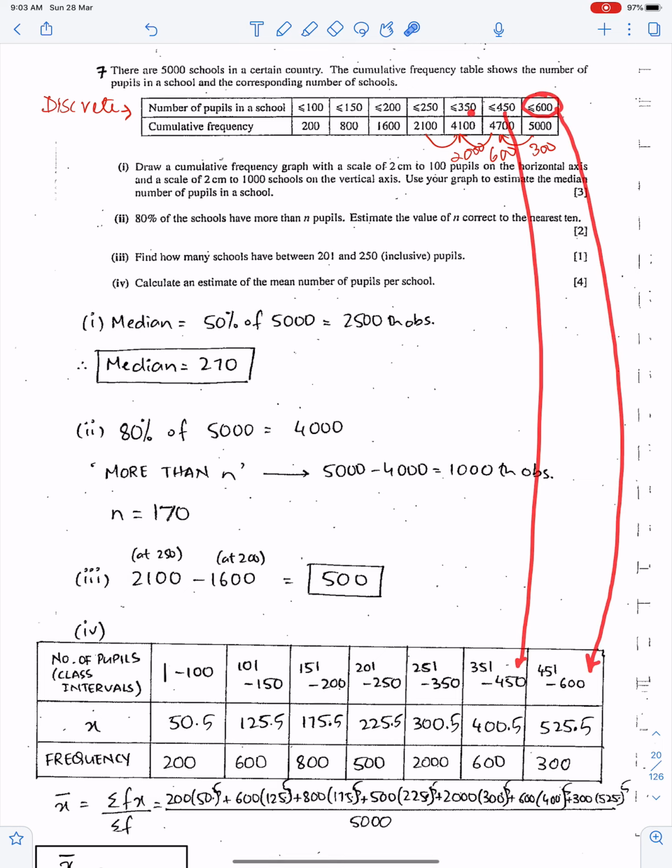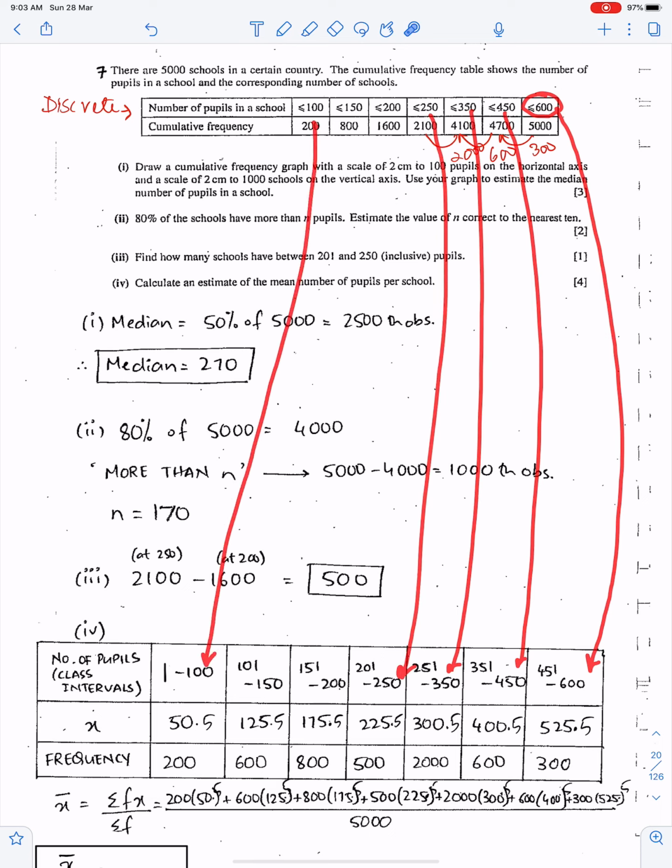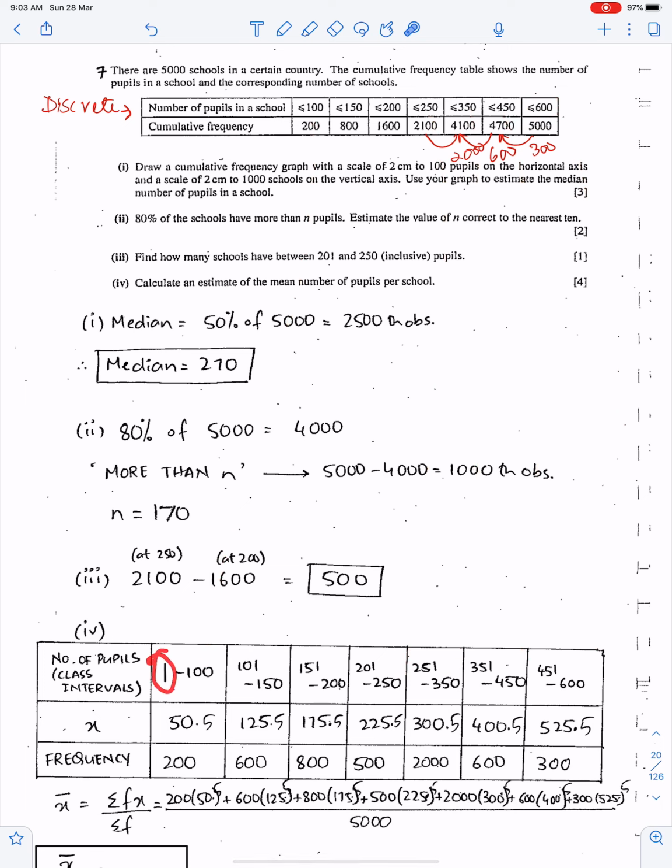450, 350, 250, 100, and first number must be 1. When these are inclusive, then the first number of the first class interval must be 1. So this is 450 and this is 600. So this number must be 451. This is 350, so this must be 351, because we are making class intervals.